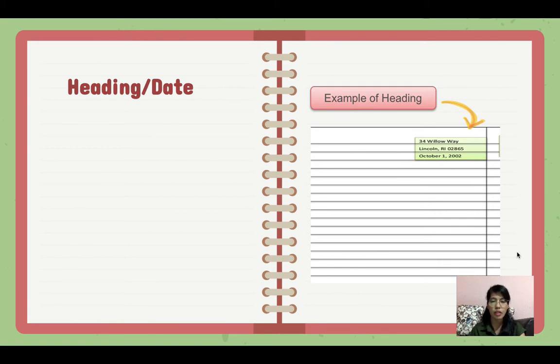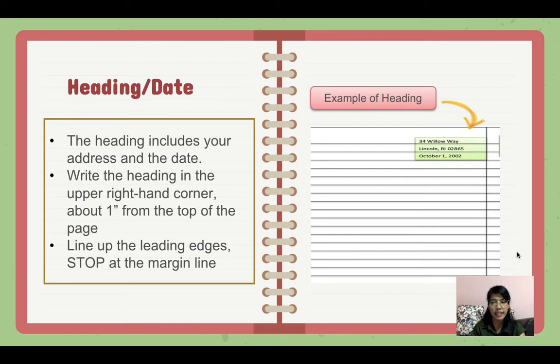Okay, so the heading includes your address and the date. Write the heading in the upper right hand corner, about 1 inch from the top of the page, and line up the leading edges. Stop at the margin line. So here is the example, followed by the explanations here.